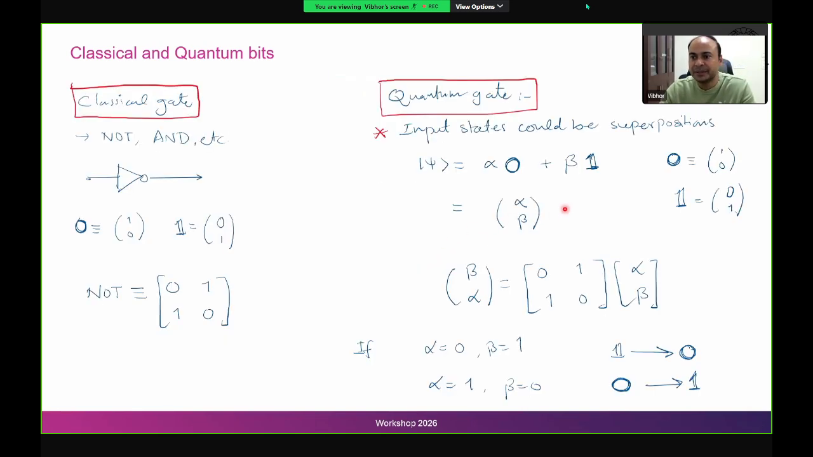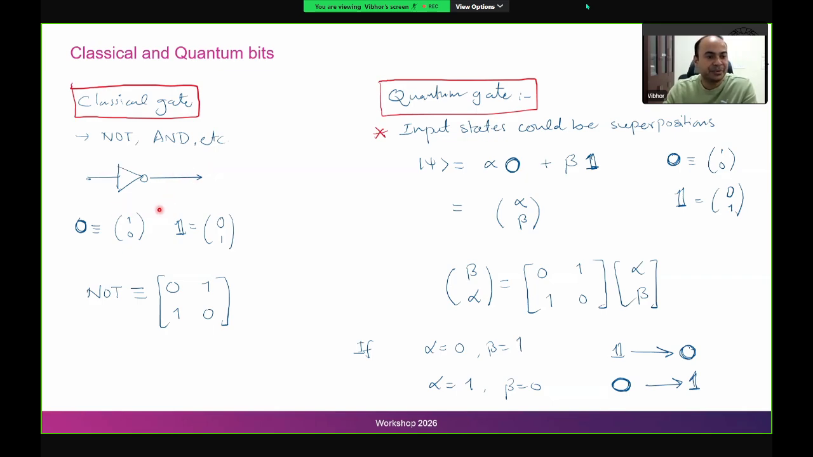Here is a little bit of a scribble I did today. The handwriting may not be the best, but it's just to demonstrate the difference between classical and quantum gates. In classical computing, we have different types of gates, for example NOT gate, AND gate. In digital electronics, you must have learned these things. And then we have a universal set of gates like NOR gates or NAND gates.